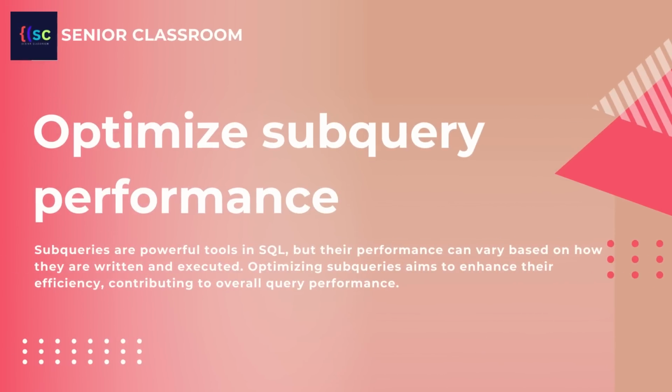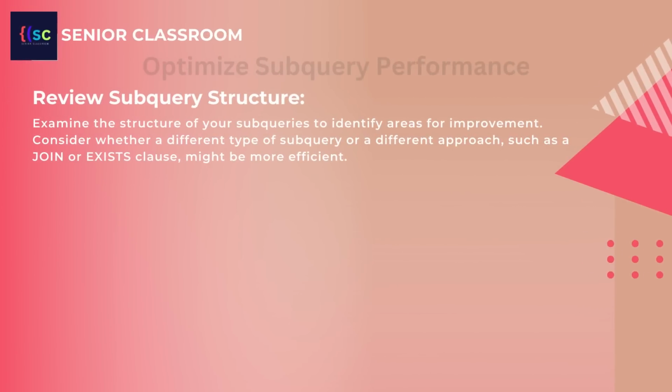Next is optimize subquery performance. Subqueries are powerful tools in SQL, but their performance can vary based on how they are written and executed. Optimizing subqueries aims to enhance their efficiency, contributing to overall query performance. How to apply this technique. Review subquery structure. Examine the structure of your subqueries to identify areas for improvement. Consider whether a different type of subquery or a different approach, such as a join or exists clause, might be more efficient.